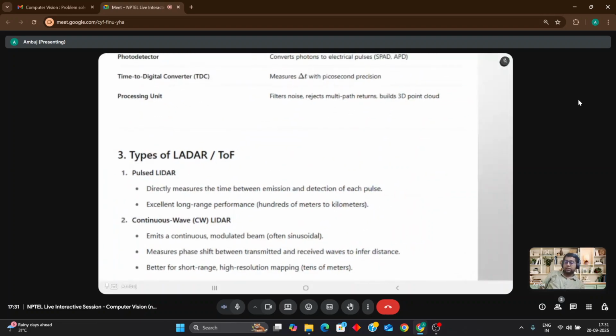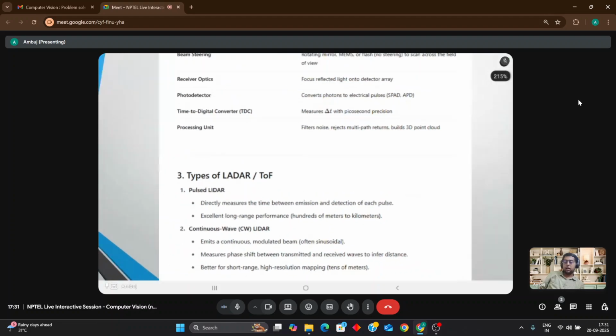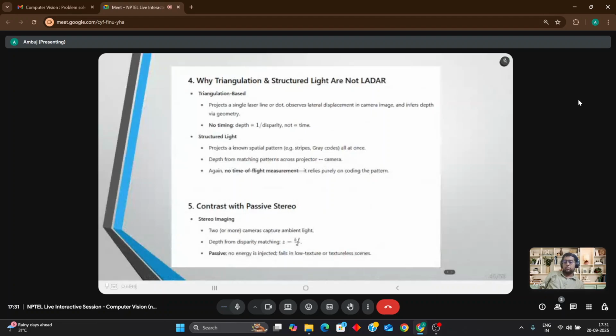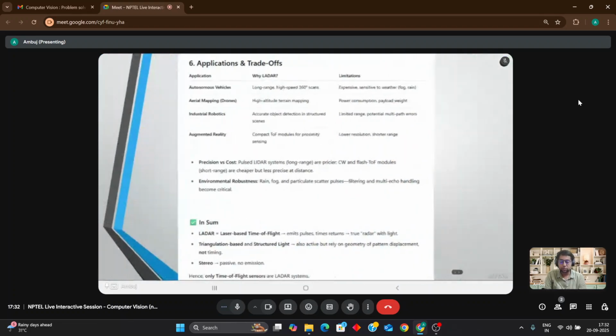The types of LiDAR are pulsed LiDAR and continuous wave LiDAR. And why are triangulation and structured light not LiDAR? Because they are triangulation based. Structured light projects a known spatial pattern, so how the measurement takes place is direct. In the case of passive stereo, two cameras capture ambient light, and Z is the depth from disparity, where Z equals B f divided by d. So no energy is injected.